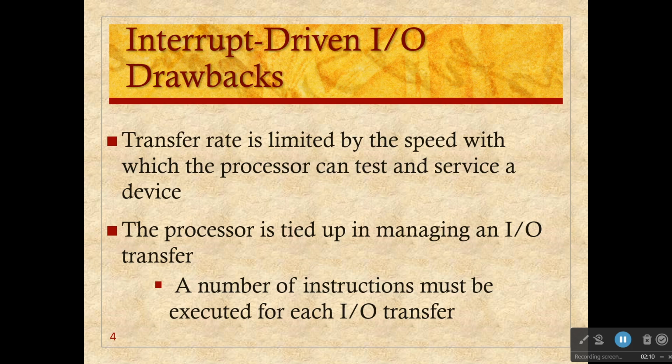though more efficient than simple programmed I/O, still requires the active intervention of the processor to transfer data between memory and an I/O module, and any data transfer must traverse a path through the processor. Thus, both of these forms of I/O suffer from two inherent drawbacks. First, the I/O transfer rate is limited by the speed with which the processor can test and service a device. And second, the processor is tied up in managing an I/O transfer. A number of instructions must be executed for each I/O transfer.